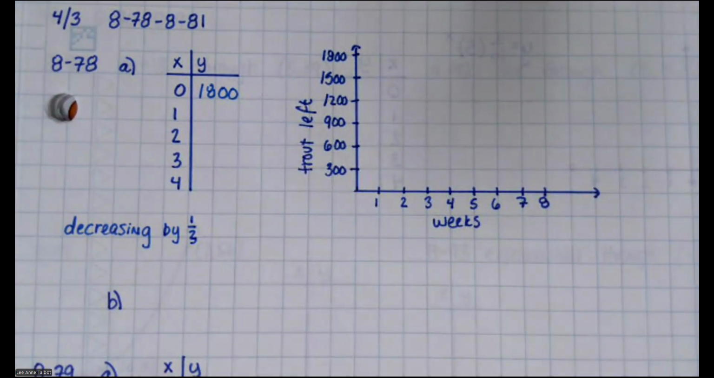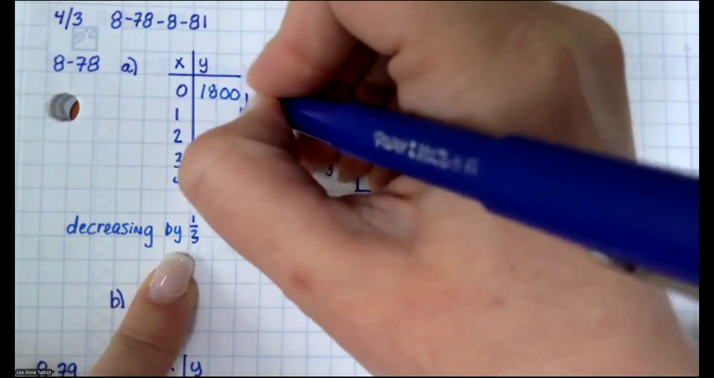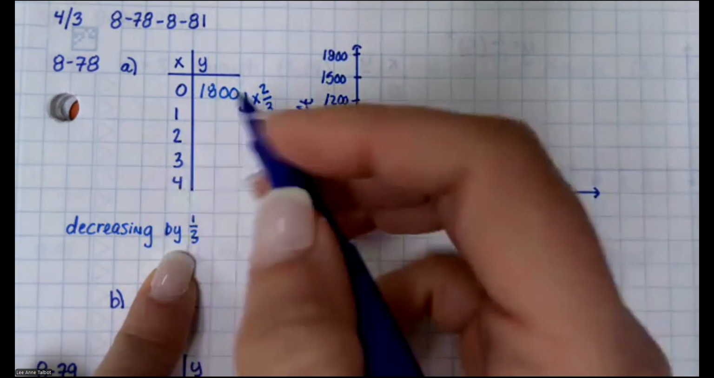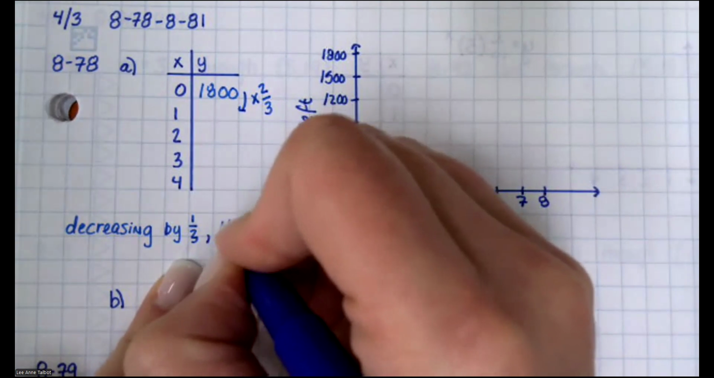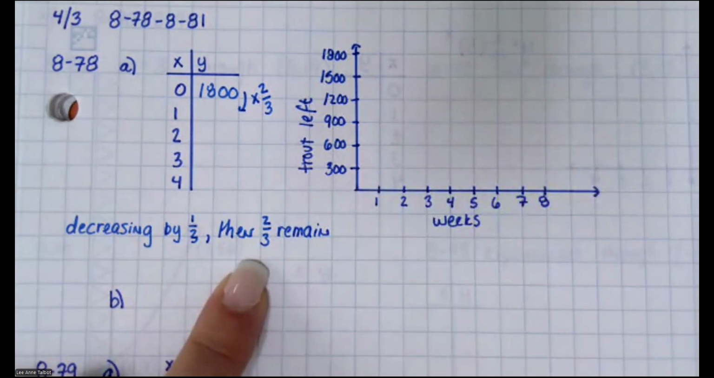decreasing by 1/3. And this is exactly what those last 4 questions on the Kahoot were talking about. If it's decreasing by 1/3 each week, how much are remaining? What's the fraction? That's decreasing, but how many are remaining? Okay, so what we're gonna do is go times 2/3 on our table. So 2/3 remain. And that is your multiplier.